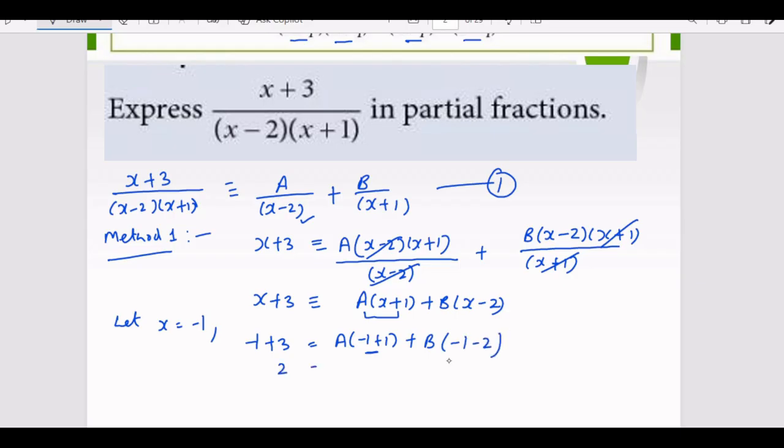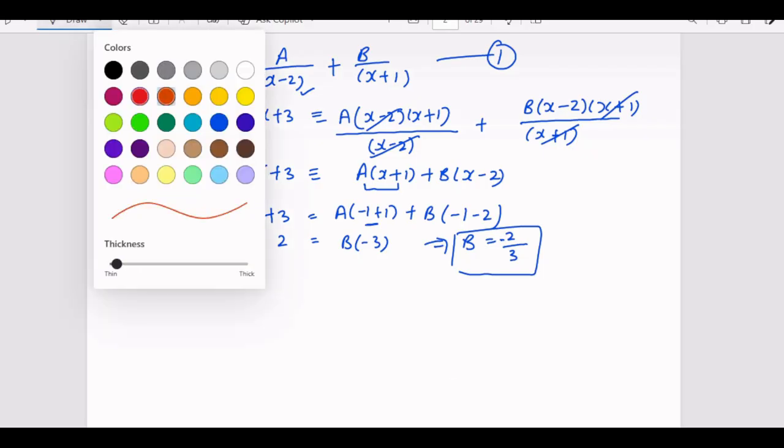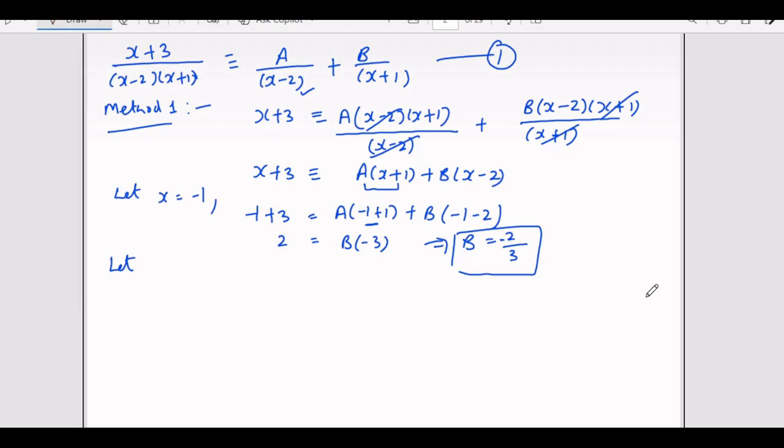So we get 2, as this is 0 I am leaving it, and then we have b into negative 3. From here we get b as 2 over negative 3, so I will write negative 2 over 3. So we got the value of b. Now similarly we can get the value of a. Let's say now we vanish the next term. To vanish that term, we are going to take x equals 2, so then this is going to become 0. Then we will have x plus 3 on the left hand side, and we put in the value of x.